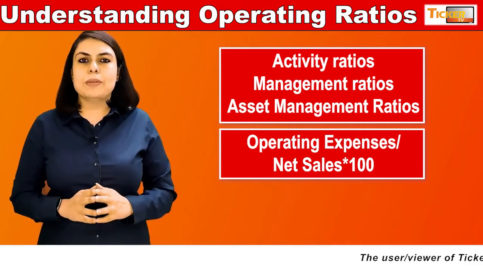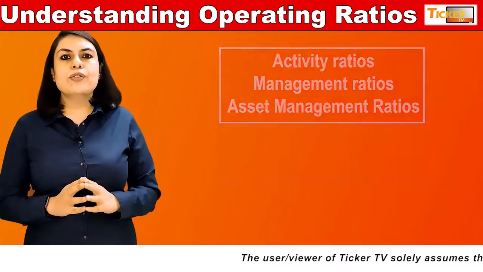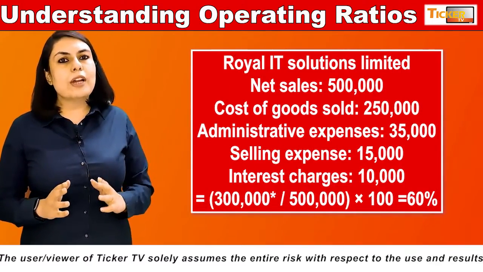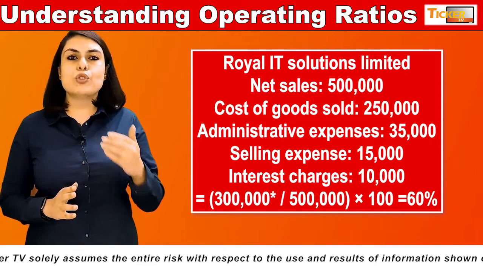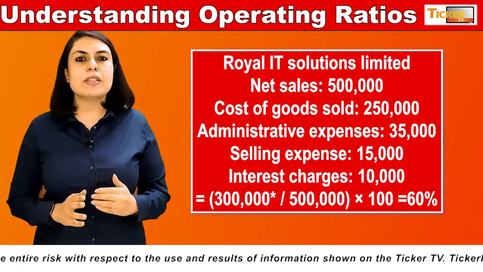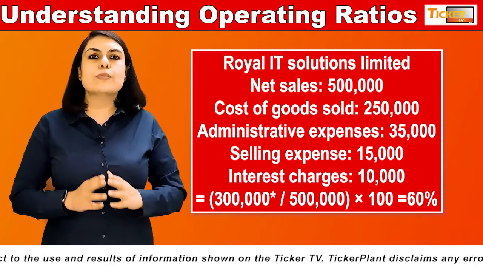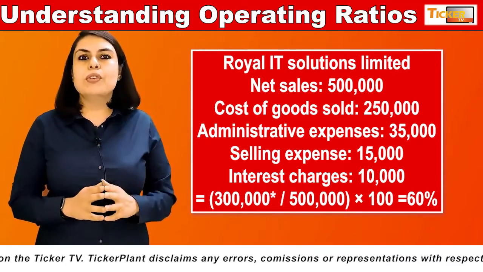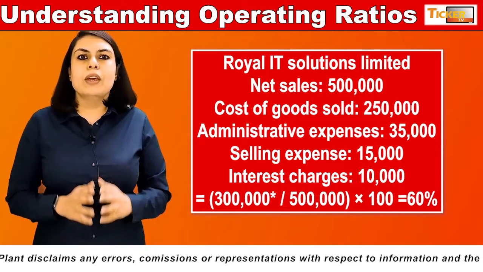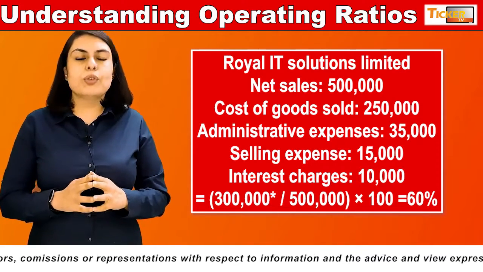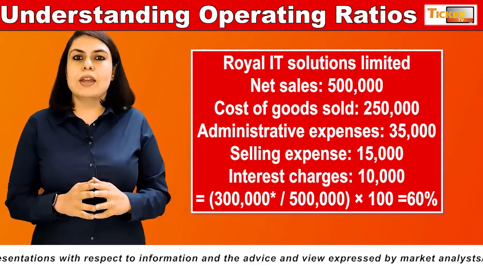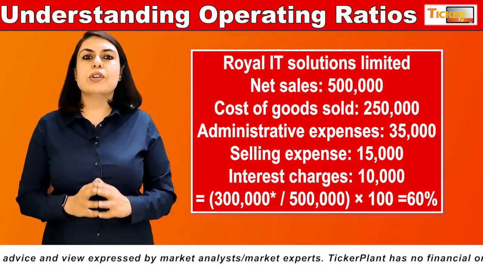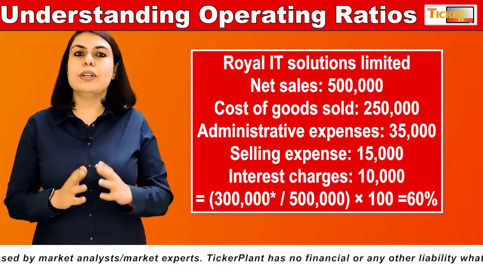Let's take an example. The following data is taken from Royal IT Solutions Limited, where we can see the net sales of 5 lakh rupees, cost of goods sold 2.5 lakhs, administrative expenses 35,000, selling expenses 15,000, and interest charges 10,000. Now let's compute the operating ratio for this company. The operating ratio is coming out to be 60%. It means 60% of the sales revenue would be used to cover cost of goods sold and other operating expenses of this company.